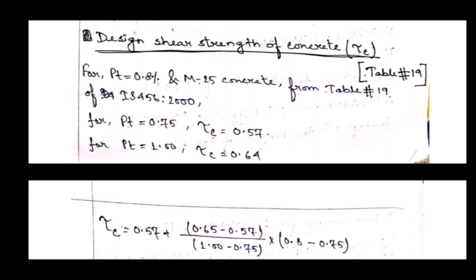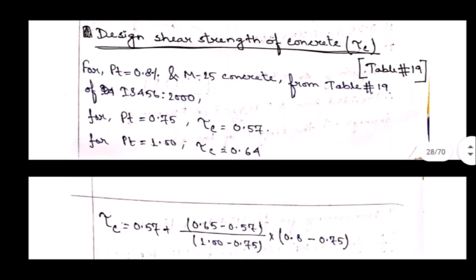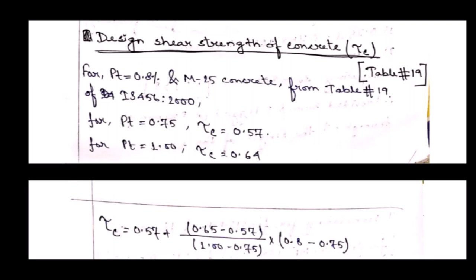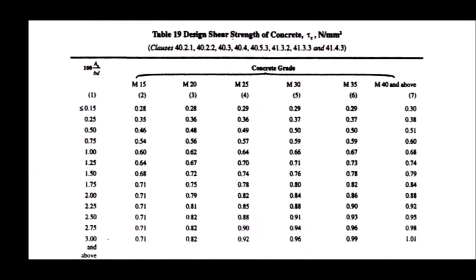So for this also we have to go to IS code table number 19. Okay, this is table number 19, design shear strength of concrete, tau c in newton per mm square or MPa. From this table we have to find out the shear strength of concrete, how much it may carry. In the first column, column number 1, this is percentage of steel. Look, the formula is given just above the table, 100 into As or Ast by bd.